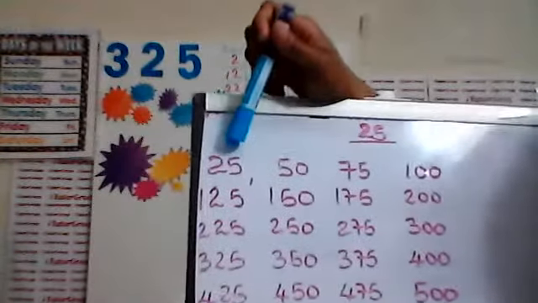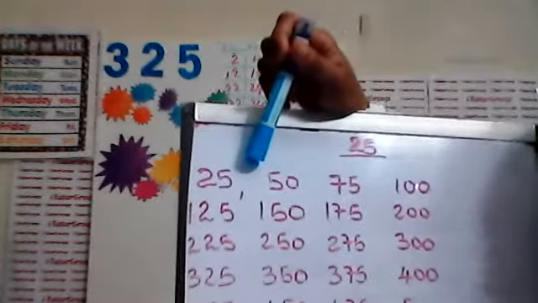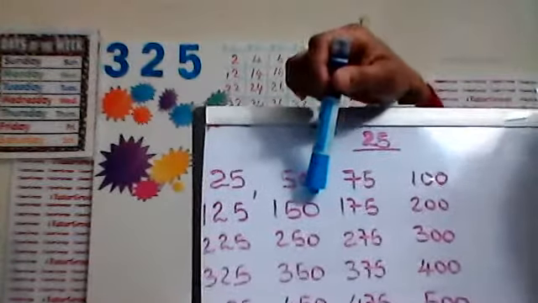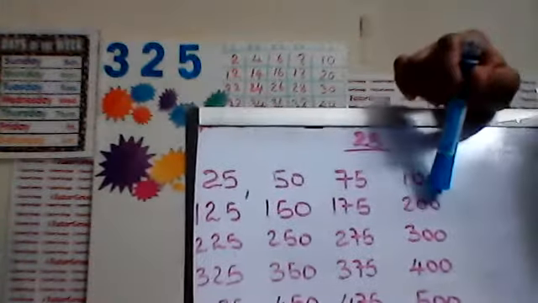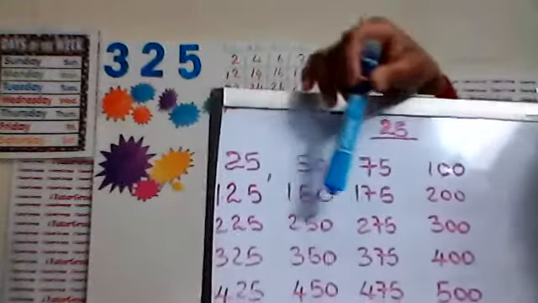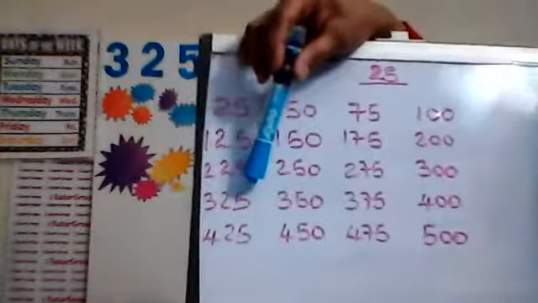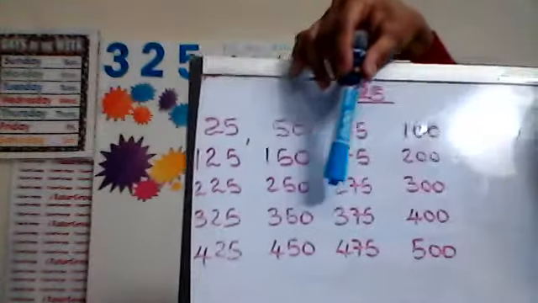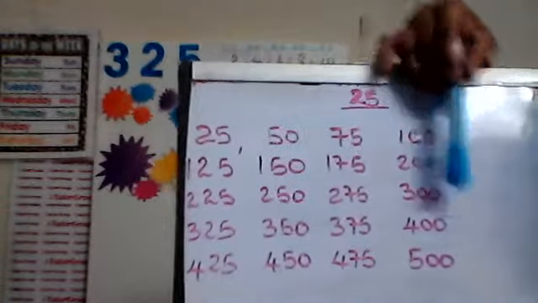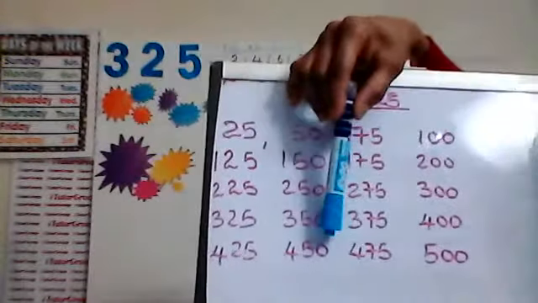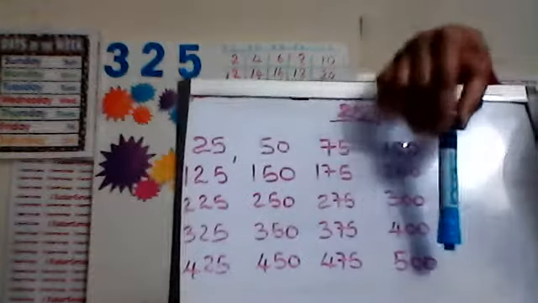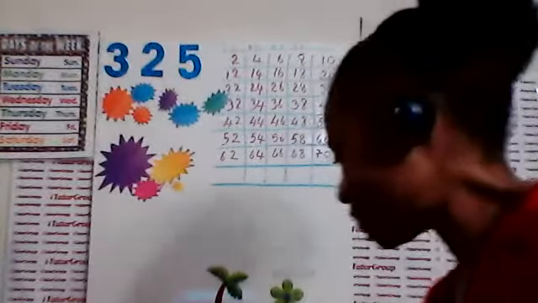So let's count by 25. And how many are we going to skip? We're going to skip 24. So let's count: 25, 50, 75, 100, 125, 150, 175, 200, 225, 250, 275, 300, 325, 350, 375, 400, 425, 450, 475, 500. All right, great job, guys. All right, so that's skip counting for you.